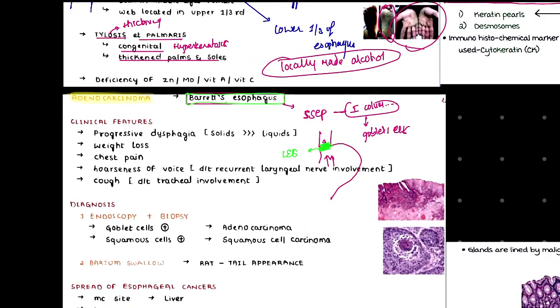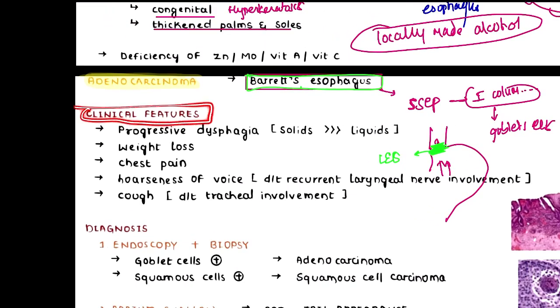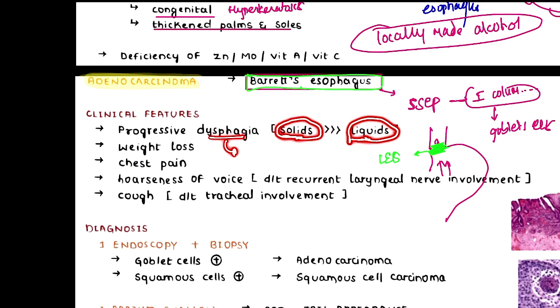Now since we are talking about adenocarcinoma, talking about the clinical features of adenocarcinoma, there will be progressive dysphagia. Dysphagia is difficulty in swallowing, first to solid and then to liquid. Solid food is more difficult to swallow than liquid food in the case of cancer, but this goes opposite in the case of achalasia cardia. If you remember our lecture on achalasia cardia, we talked that liquids are more difficult to swallow than solids in achalasia cardia, but this goes opposite in the case of cancer.